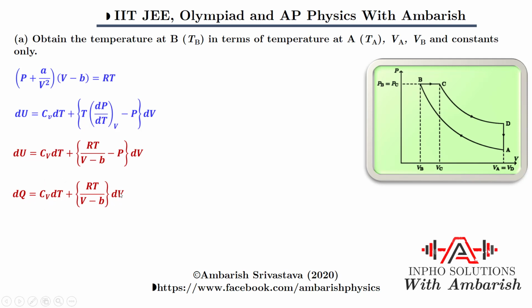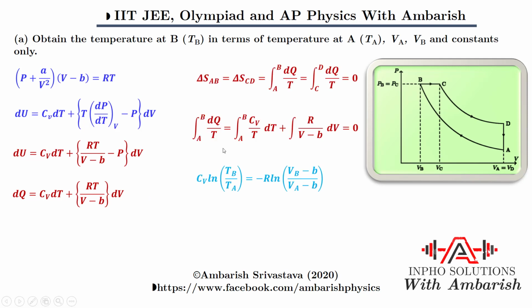Okay, that's your dQ. And you know that for adiabatic processes dQ must be 0. So this is straight away giving you a differential equation in T and V. You just integrate it, equate to 0 and integrate it, and you'll get a relation between T and V. So let's look at the expression that we get. So delta S from A to B is 0, or you can say delta Q is also 0. So we just integrate this by separating the variables, equate it to 0.